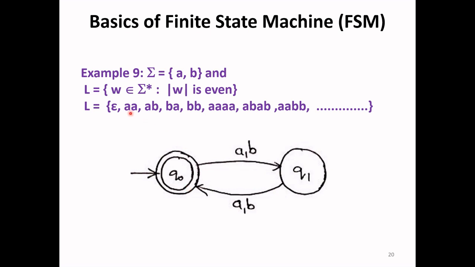So let us take up one example, AB. AB is a string which belongs to this particular language. Start with the initial state Q0, A reaches Q1, for B it will reach Q0, which is the final state, as the string is accepted.